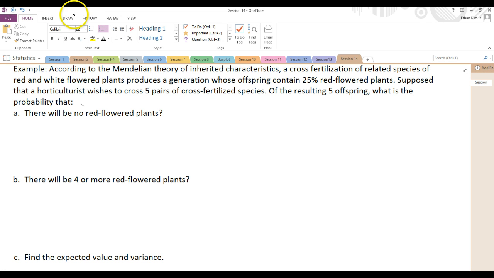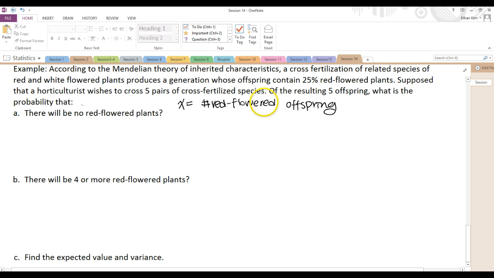All right, so let's go over this problem. It's crossing, the cross-fertilization. So here we can say that X represents the random variable, or the number of red flowered offspring. And for N, because these are the parameters that we need, N is 5 because we're doing 5 pairs and resulting 5 offspring.